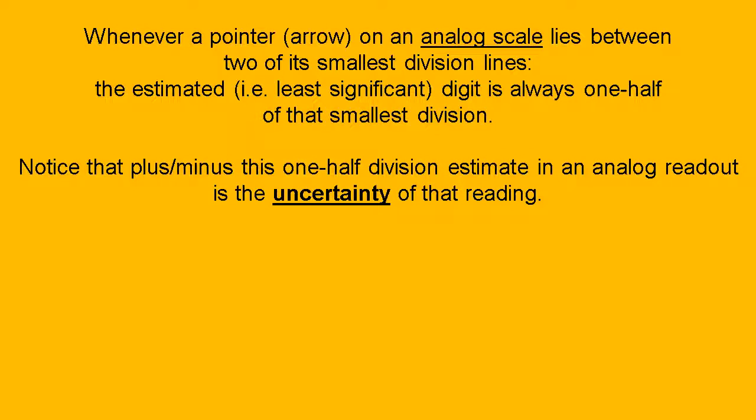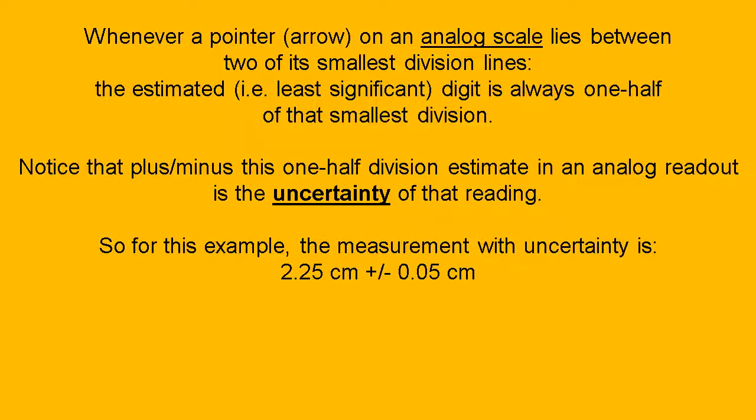Notice that plus or minus this 1/2 division estimate in an analog readout is the uncertainty of that reading. So for this example, the measurement with uncertainty is 2.25 centimeters plus or minus 0.05 centimeters. And that's how it would be written.